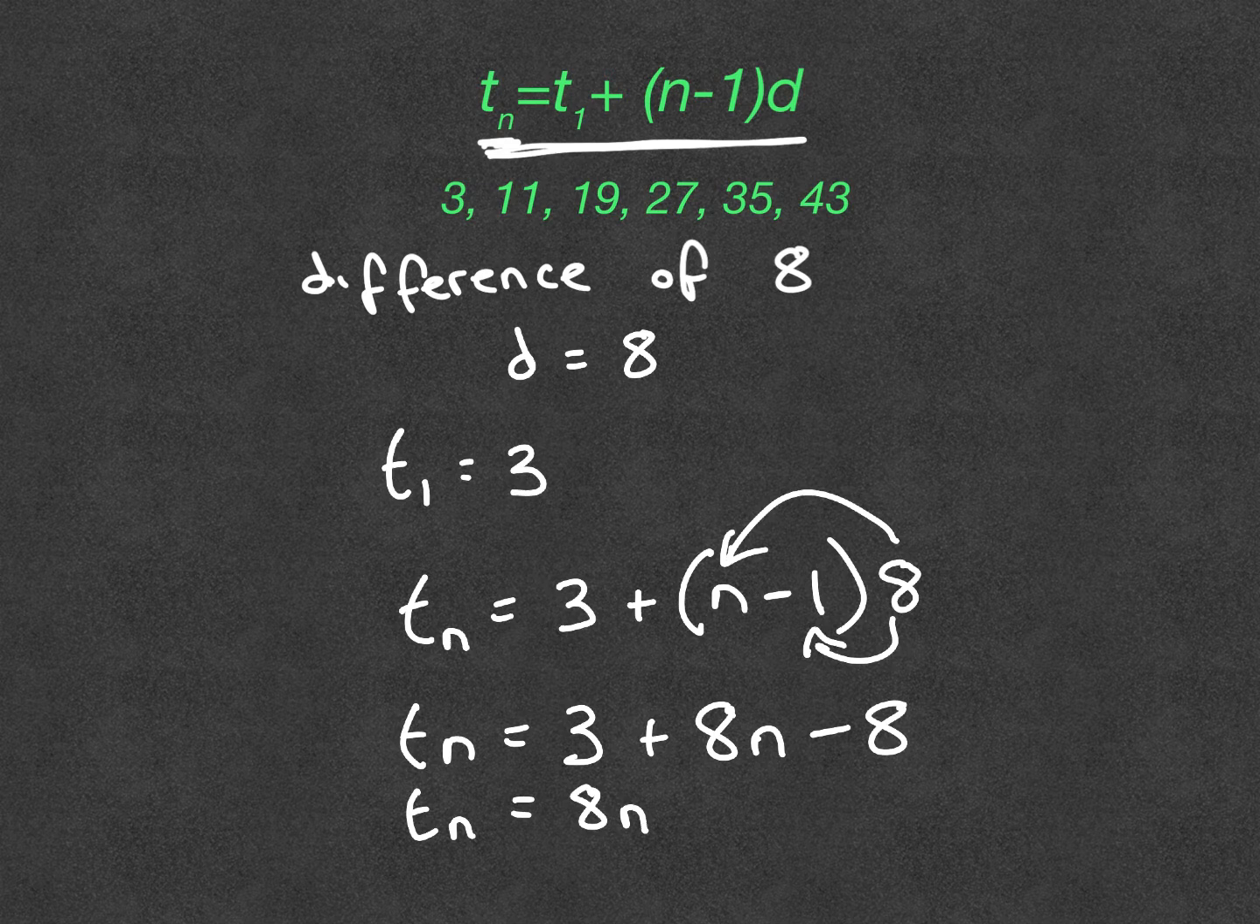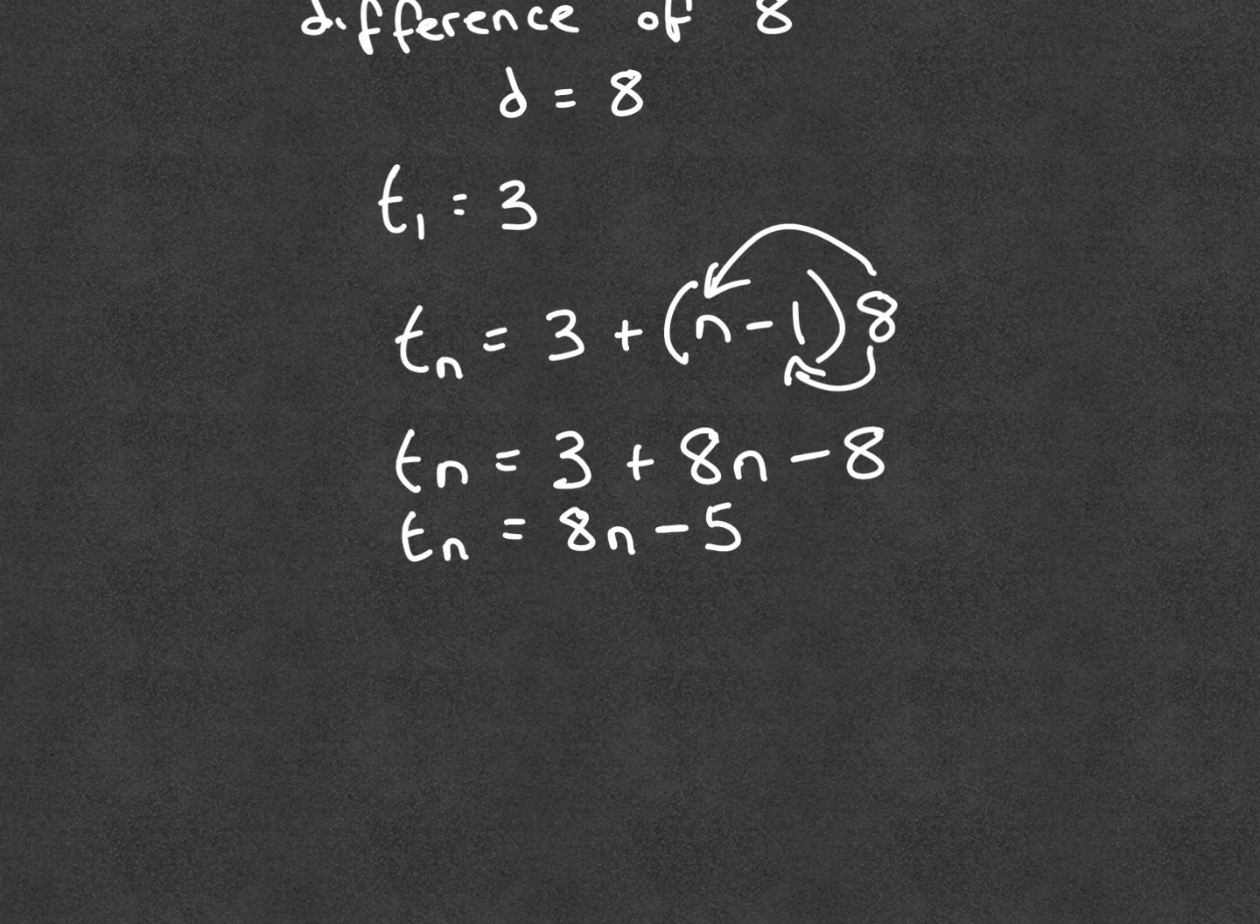There are no other n terms here that we can collect together and simplify any further. 3 minus 8 is -5. So any term number in this sequence is going to be equal to 8 multiplied by the number that you're trying to find, minus 5.